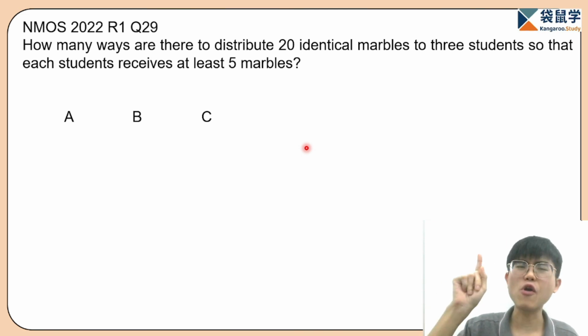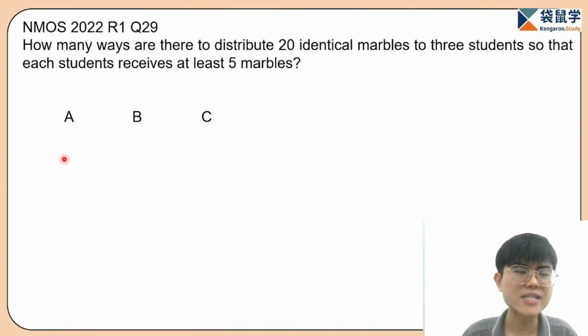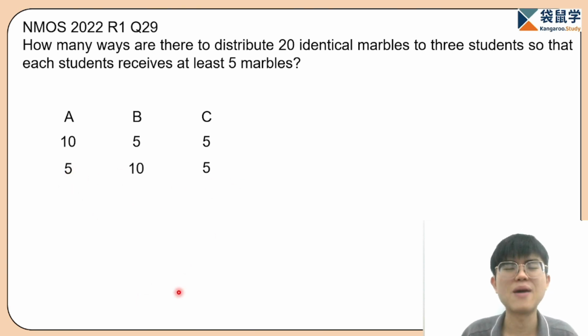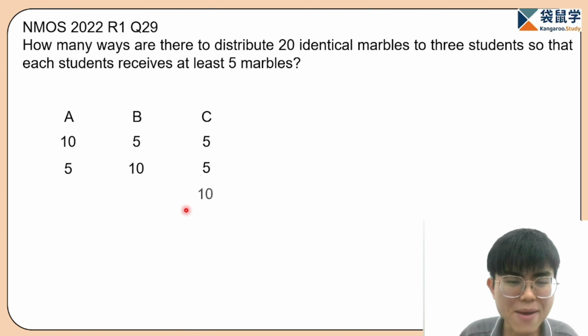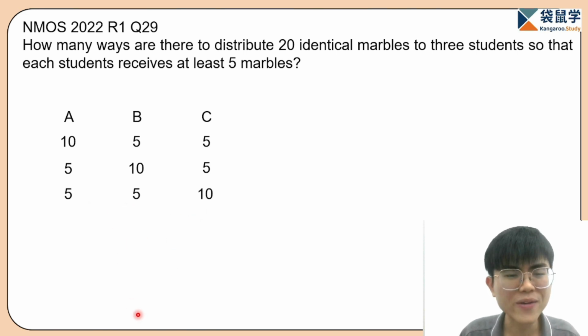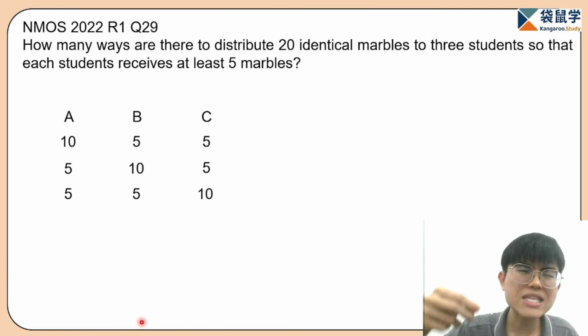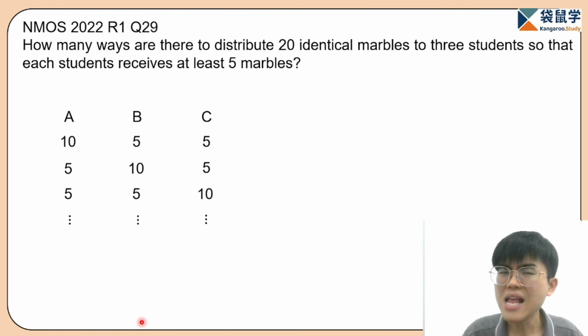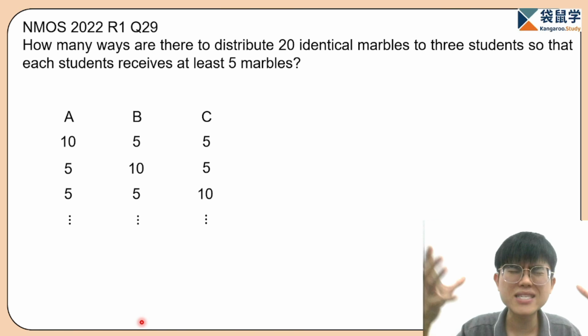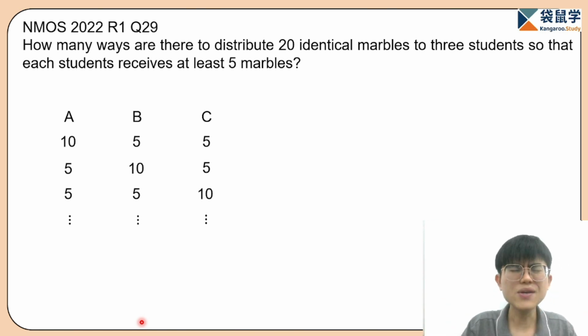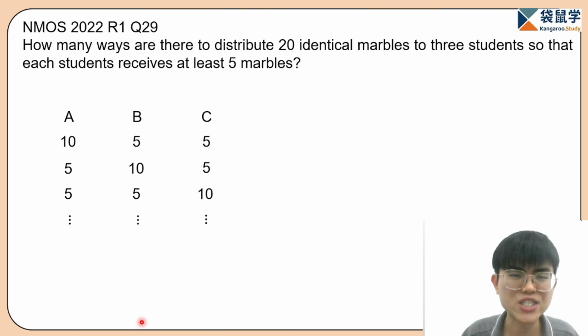Let's say student A is my favorite student, so I give A 10 marbles. And then I give B and C both 5 marbles. So this fulfills our condition to have at least 5 marbles. Now let's change it a little bit. Say B is my favorite student, so I give B 10 marbles, and A and C get 5 marbles. I can also give student C 10 marbles and A and B can have 5 marbles. So everyone can see that there can be many different possibilities. It is a little bit difficult for us to list out every single possibility. So is there any other way that we can solve this question?